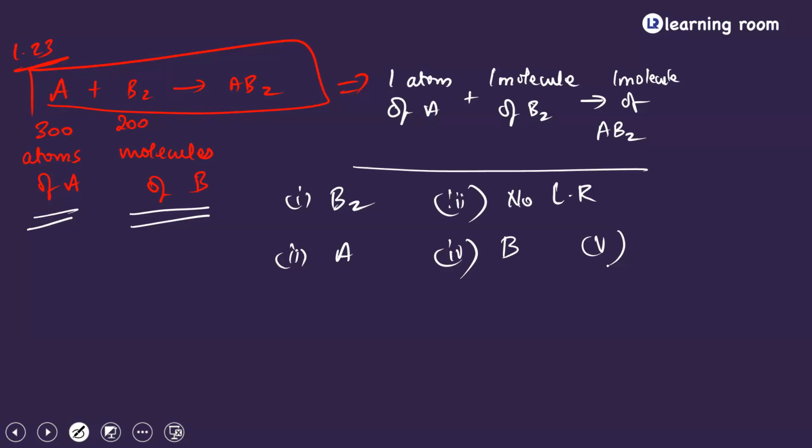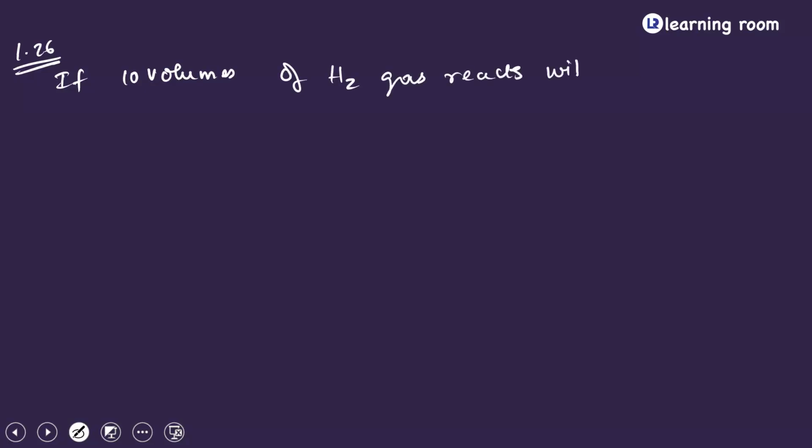Just look at the question. 1.26. If 10 volumes of dihydrogen gas reacts with 5 volumes of dioxygen gas, how many volumes of water vapor will be produced?